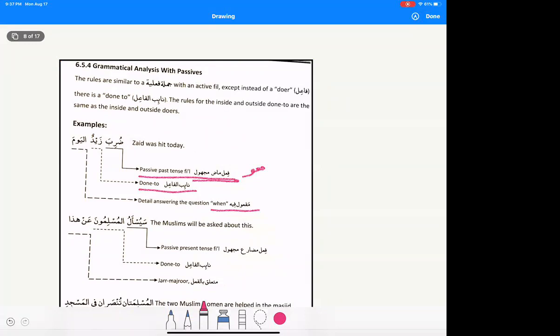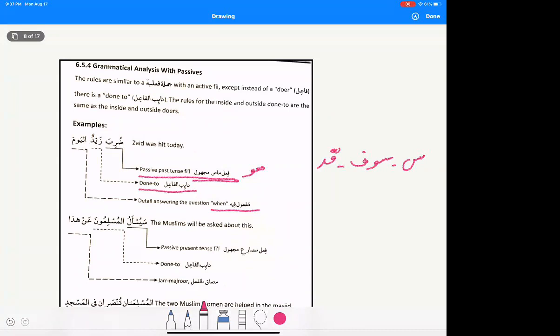Easy, right? Okay, next one. Sayus'alul muslimuna an haza. So sayus'alu, soon. So seen, we should know. That's a seen and sofa and qad. So these particles, they always come with the fail. So whenever you see these words, right away you should know that after them is fail.